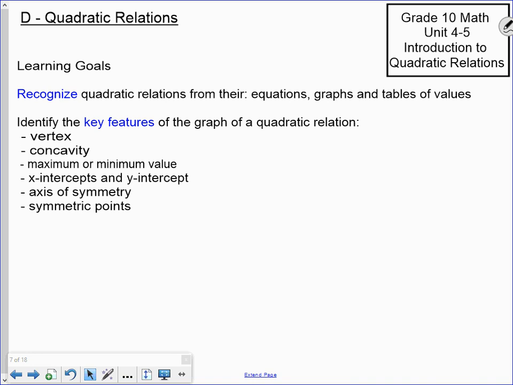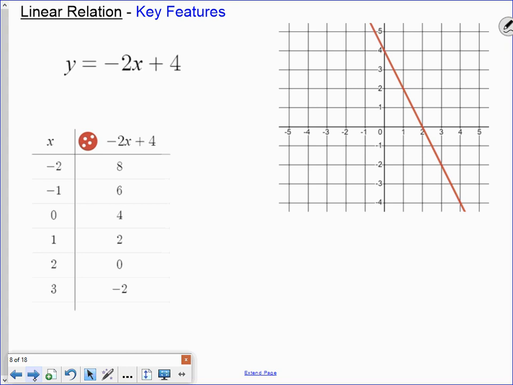And where we're going to get eventually is we want to be able to connect these features of a parabola to what the equation of a parabola looks like, or what the table of values that represents a parabola looks like. And to put this in context, we'll go back to talking about linear relations like we did at the start of the lesson. If we've got the equation, the graph, and the table of a linear relation, we can find some key features of the linear relation from these three things.